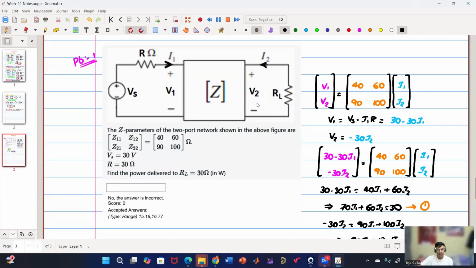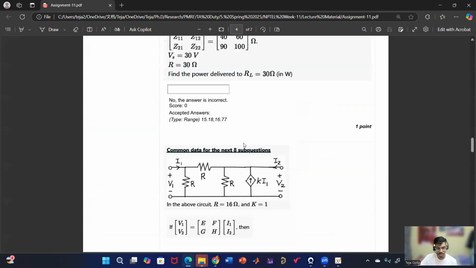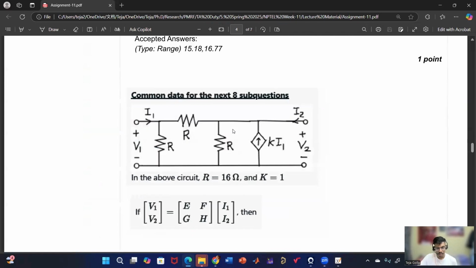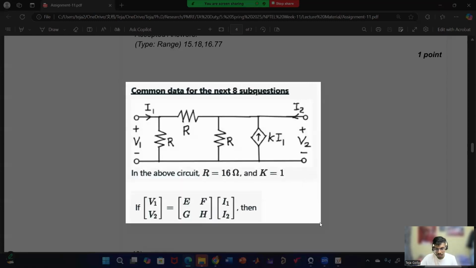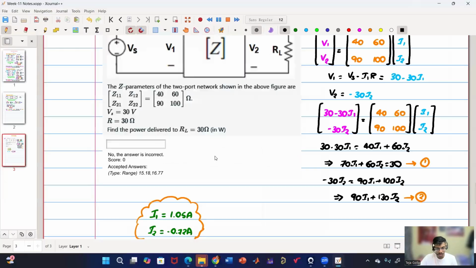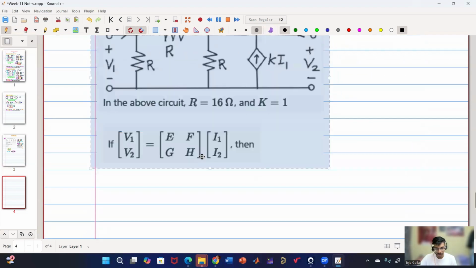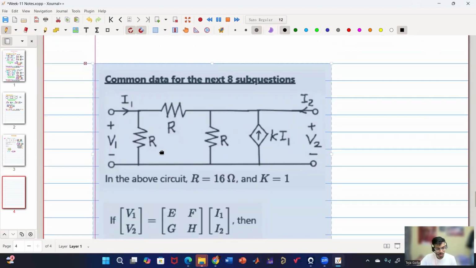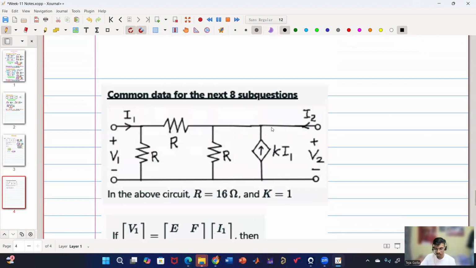Okay, yes, clear. Okay. So now let us solve one very interesting problem. In this problem, there is a wide range of questions. So let us first understand the question. Okay, this will be our problem two. Once I have solved, there are many questions, a wide range of questions. They have given this circuit and they have given the resistor to be 16 ohm and K to be 1. So this will be our problem 2.